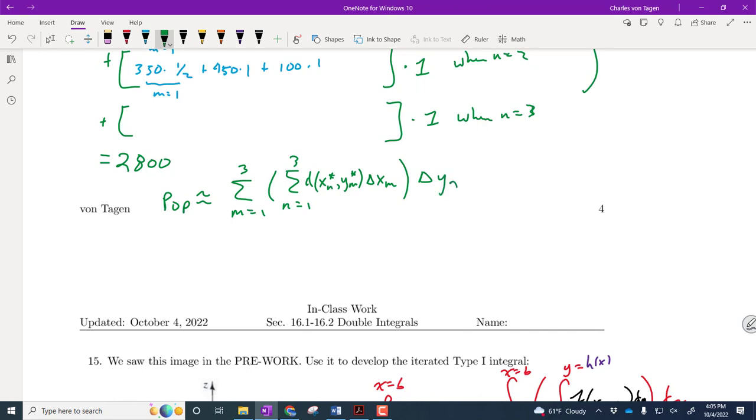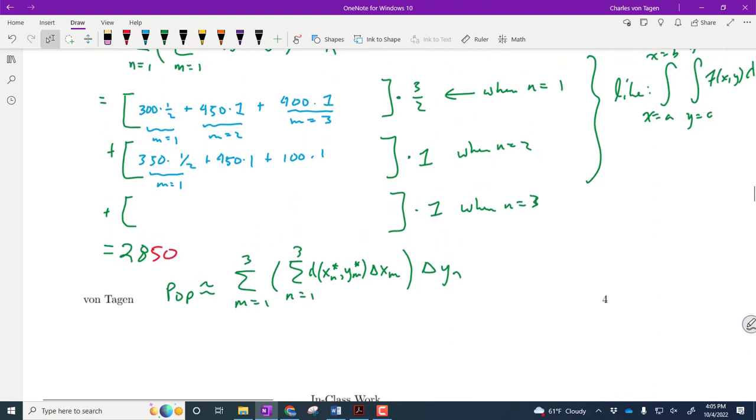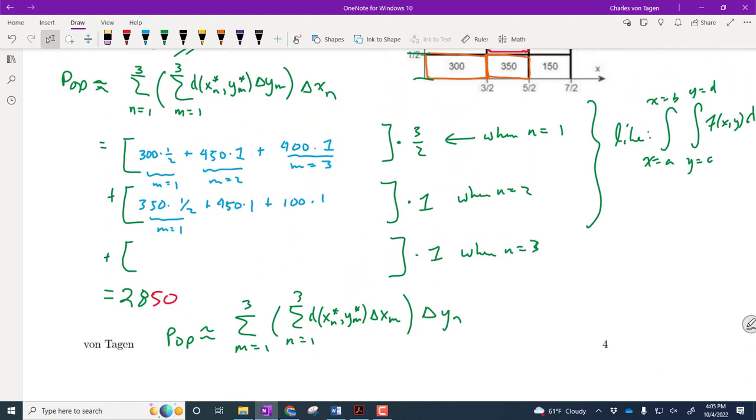Question, so the sum is 2,800. Yes. Oh, it should be the same number. 2,850. Sorry about that. Alright. Shouldn't it be delta x sub n and then delta y sub m? So here I've switched it, right? We did m goes with y, n goes with x. Yes, I see. I'm sorry. Anna, I should have doubted you. N goes with x and m goes with y.